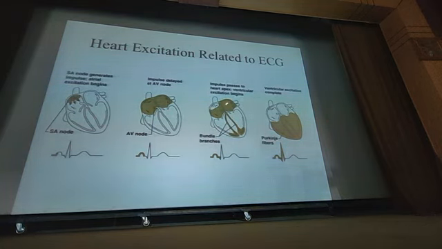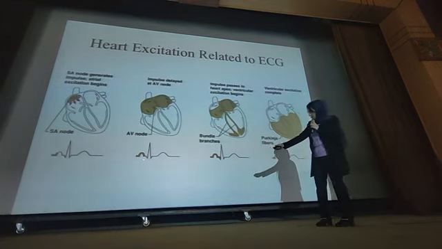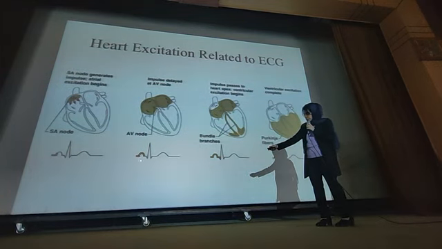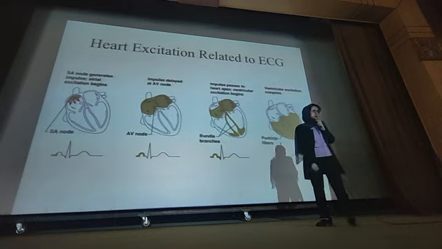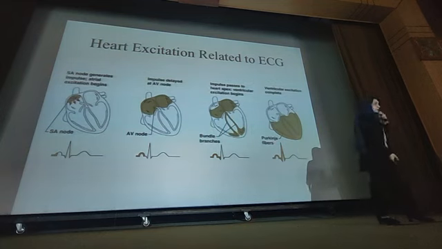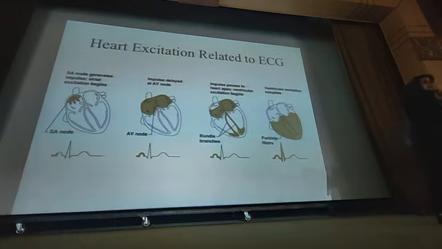Then it is passed to the AV node. In the AV node there will be a delay. This PR interval is the AV delay. This is P. From the beginning of P till the Q or R wave, it is called the PR interval. PR interval is the delay in the AV node.